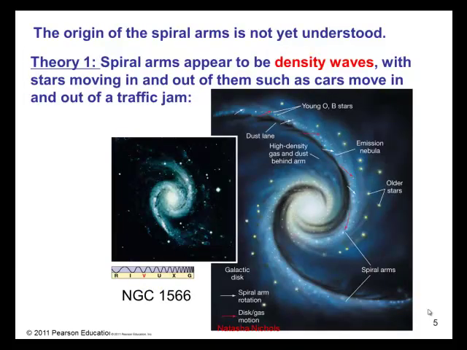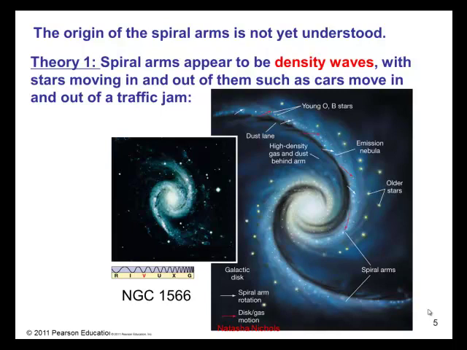The origin of the spiral arms is still a mystery, but there are two theories. Theory 1. Spiral arms appear to be density waves, with stars moving in and out of them, such as cars move in and out of a traffic jam. This density wave theory says that the spiral arms seen in our own and many other galaxies are waves of gas compression and star formation moving through the material of the galactic disk.